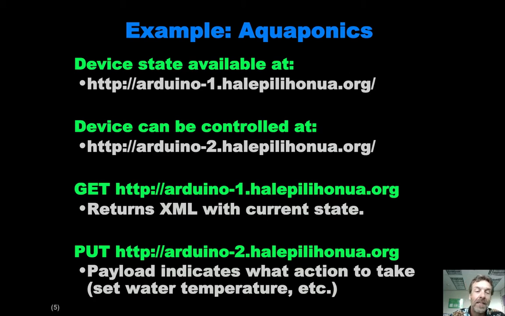So you can see we can do a get on http://arduino-1.halepilihonua.org, and that's going to return some XML with the current state of the aquaponics system.